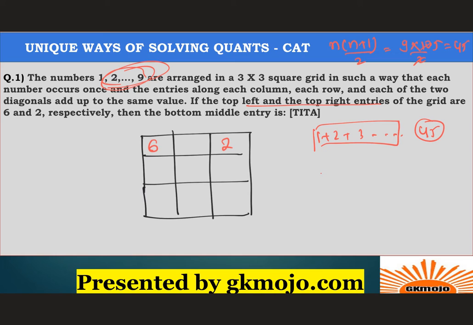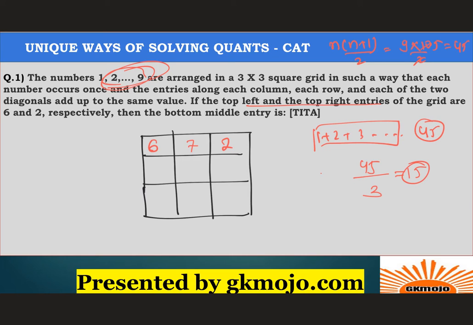Now rows and columns should have equal addition. So definitely 3 rows are there, and 45 divided by 3 will be 15. So each row and each column should add up to 15, and similarly the diagonals should also add up to 15, right? Now just take a guess over here. 6 and 2 is there, so what will come in between? 6 and 2 is 8, so 7 should come in between. This gets you the addition of 15.